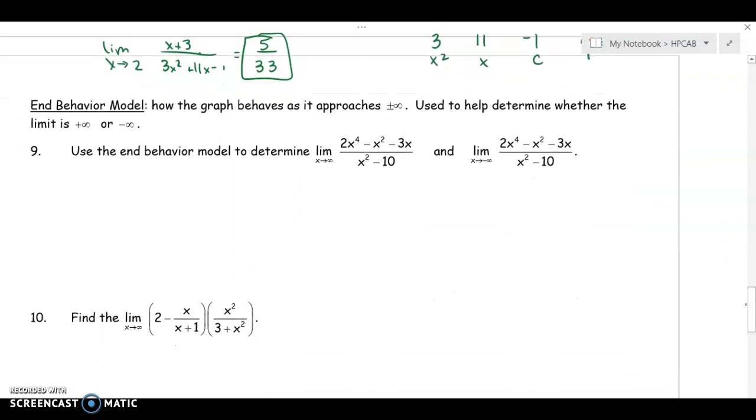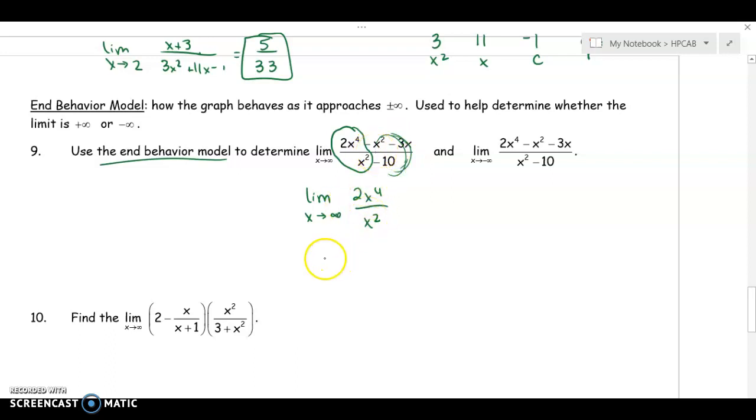End behavior. Okay, end behavior model is pretty easy. What you're going to do is figure out whether the end behavior, so what the ends of the graph are doing, is approaching positive infinity or negative infinity. When you do end behavior model, you don't have to worry about factoring this whole crazy thing out. You're just going to focus on the highest degree term for both the numerator and denominator. So essentially what we're looking for is the limit as x approaches infinity of 2x to the fourth over x squared, because the rest of this isn't going to change the graph very much.